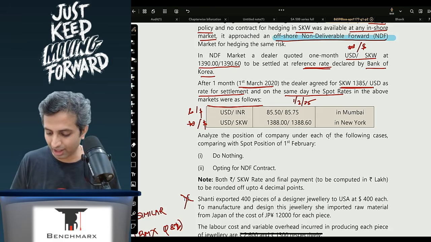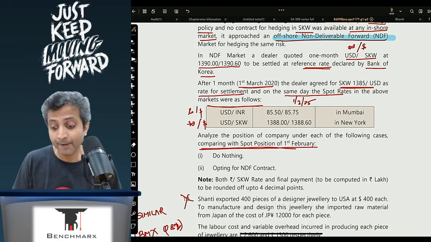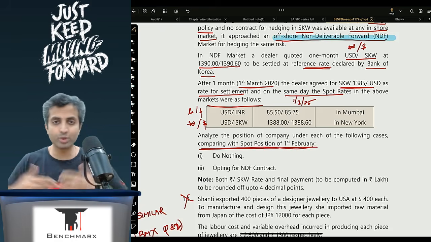Analyze the position as under in the following cases by comparing with the spot position on 1st February. You are not just blindly asked which of the alternatives is better.